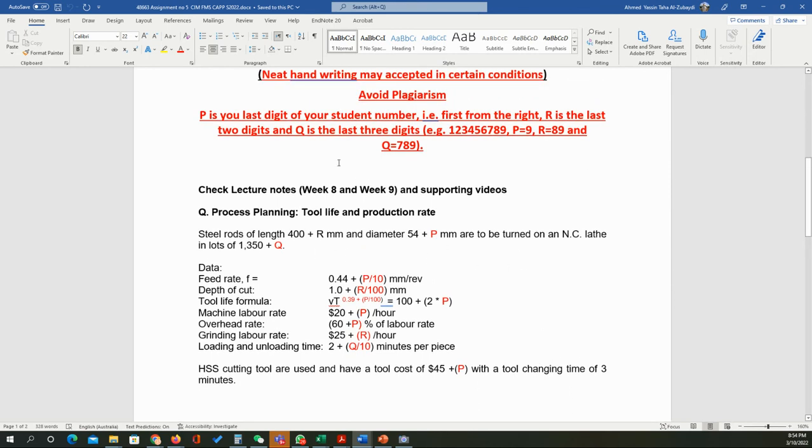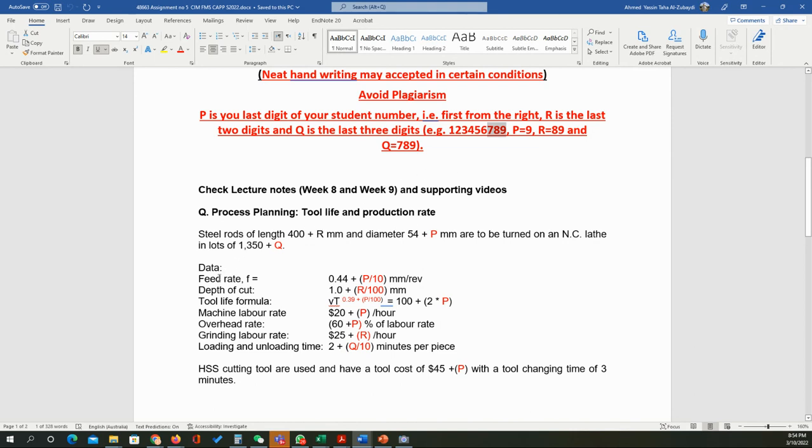Now let's see what are the Q. If your student number is going to be equal to 1, 2, 3, 4, 5, 6, 7, 8, 9, the P is going to be the first digit. The R is going to be the two last digits, and the Q is going to be the three last digits. I know I should go PQR, but it happened like that.